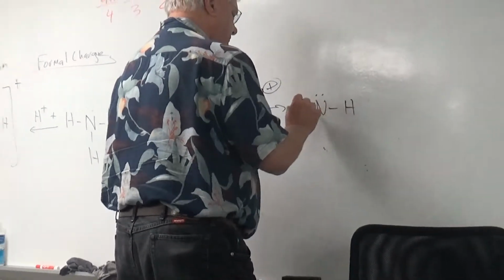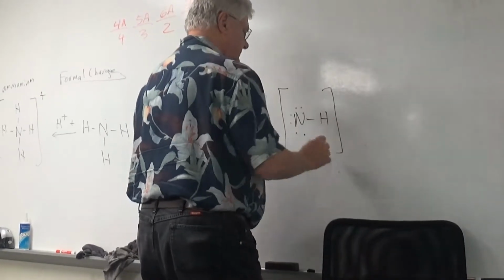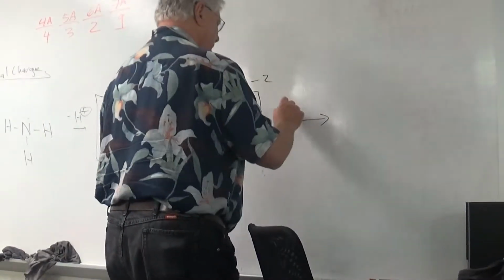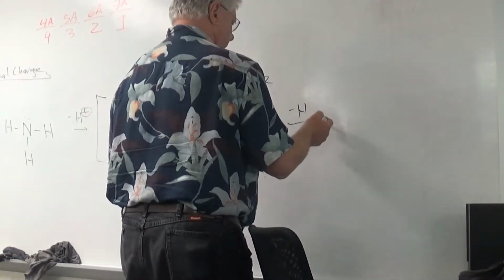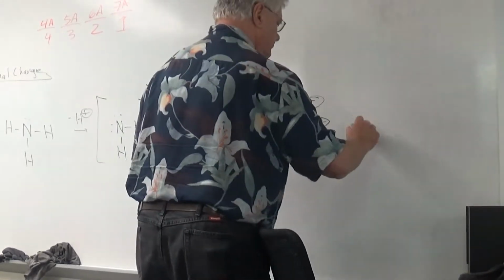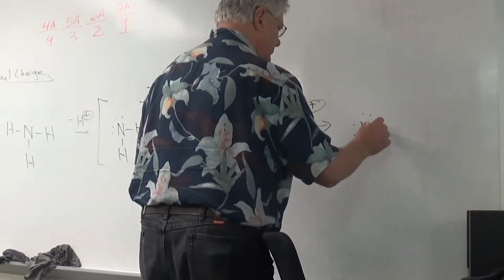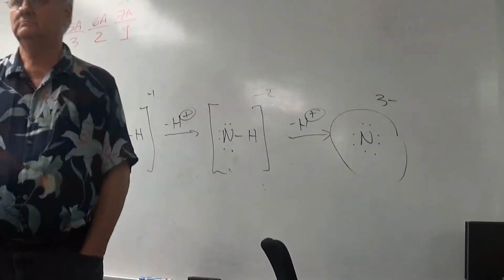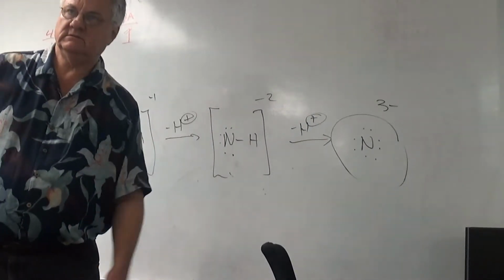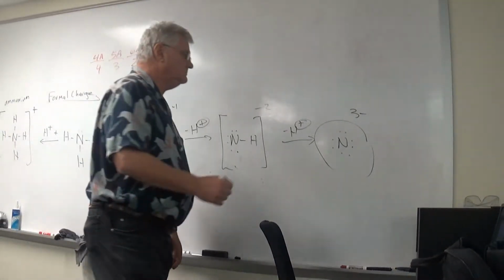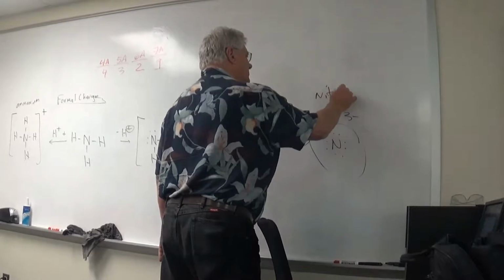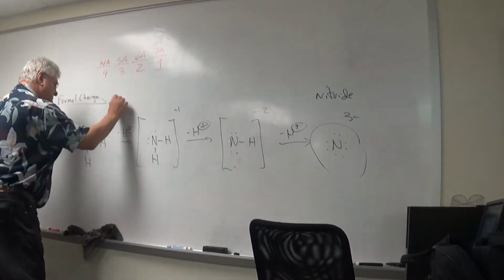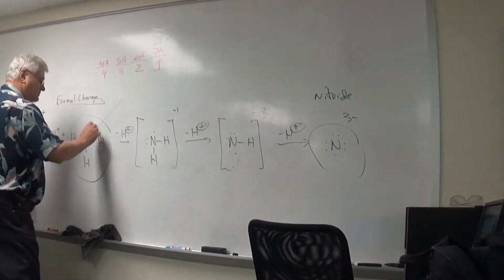Here's another species that we might generate, where the nitrogen only has 1 bond, and this has a -2 charge, and then let's say it loses another proton, and now we have, does anyone remember the name of this? This is just nitride. It's the ion that nitrogen forms. It's all by itself.